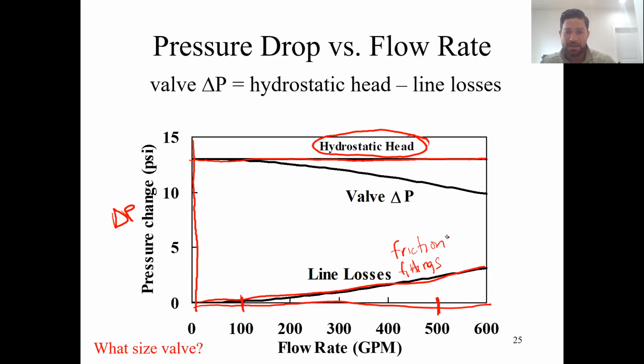And so these line losses are essentially the places where the pressure is dropped other than the control valve. So this is going to be all losses except for the control valve. So pressure generated, pressure loss.